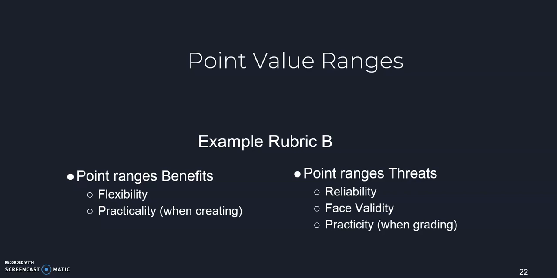It's a little less practical when grading, because not only do you have to figure out where the student's performance fits in the rubric, but then within there you have to decide, well, is it an 18 or a 21 or a 19 inside that cell? Which leads to possible problems with reliability. How will you be consistent if that description could be an 18 or a 19 or a 20 or a 21? And it also could be a threat to face validity. If two students get the same category and one got 18 points and another got 20, how will you explain that to your students?